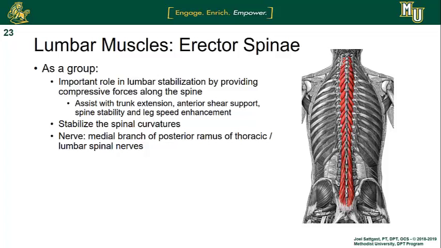Additionally, we talked about how the disc has a role in the spinal curvatures, but here also the erector spinae help to stabilize those spinal curvatures. And the medial branch of the posterior ramus is an innervation for these muscles.